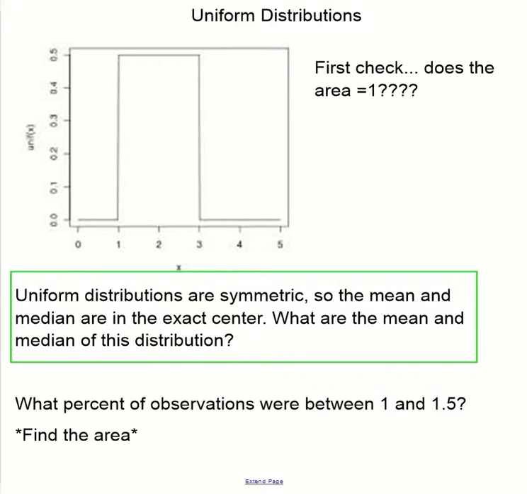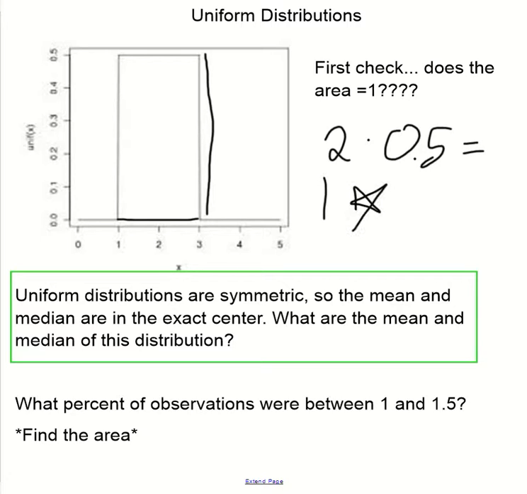So here I have a density curve. It's a uniform distribution, we can see that. So the first thing we need to check is, does the area equal 1? If we look at this, we treat it like a rectangle. How long is the base? Well, the base right here is 2. All right. How tall is it? Well, it's 0.5 tall. So 2 times 0.5 equals 1. Check. It works. It covers 100% of the data then.